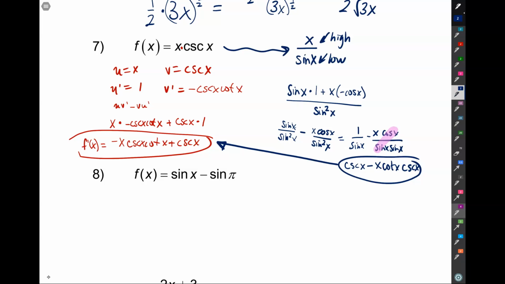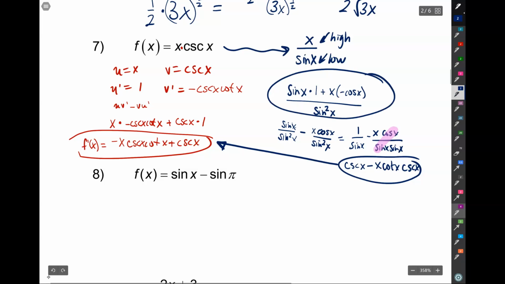All right, number 8. Wait, I have a quick question. Negative x in front of the cosecant x cotangent x? Wouldn't that be negative 1? No. Oh, because we already took the derivatives. I'm using the quotient rule at this point. I already took the derivatives. Because this is low, the derivative of x is 1, and this was the d high.